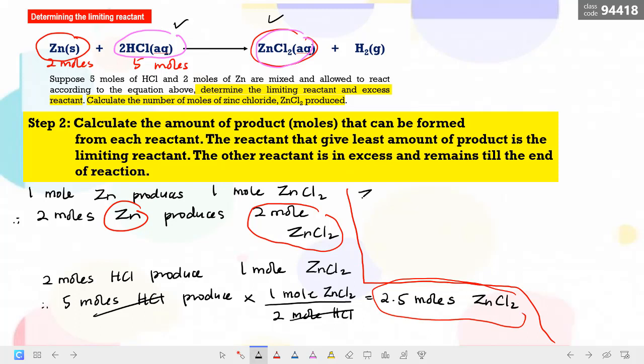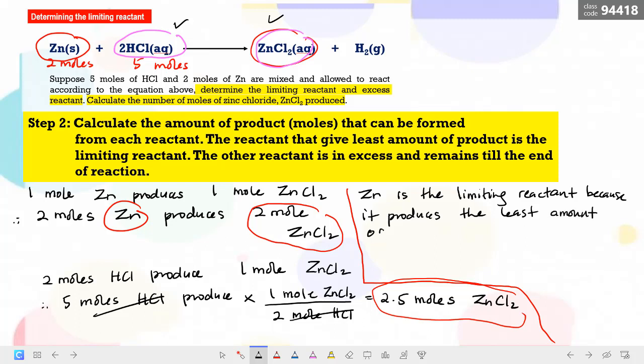Okay. Zinc is the limiting reactant because it produces the least amount of zinc chloride compared to HCl. Okay, so kita dah nyatakan zinc is the limiting reactant with the reason.